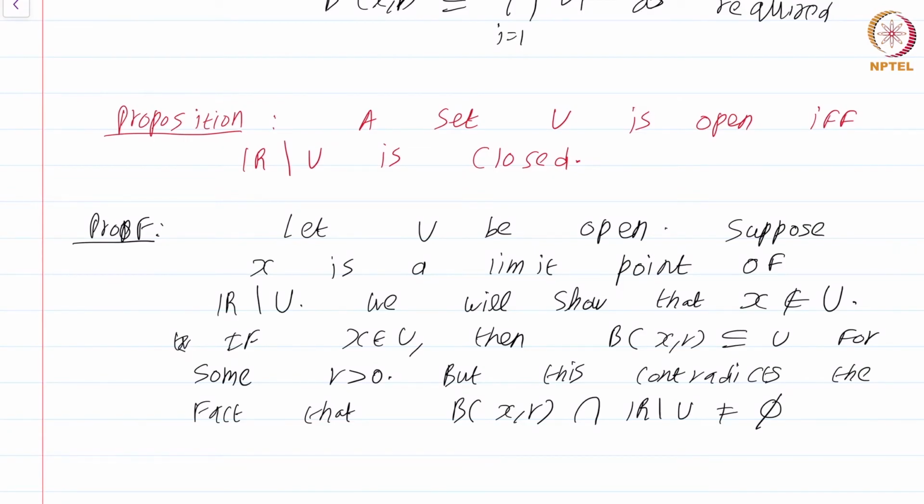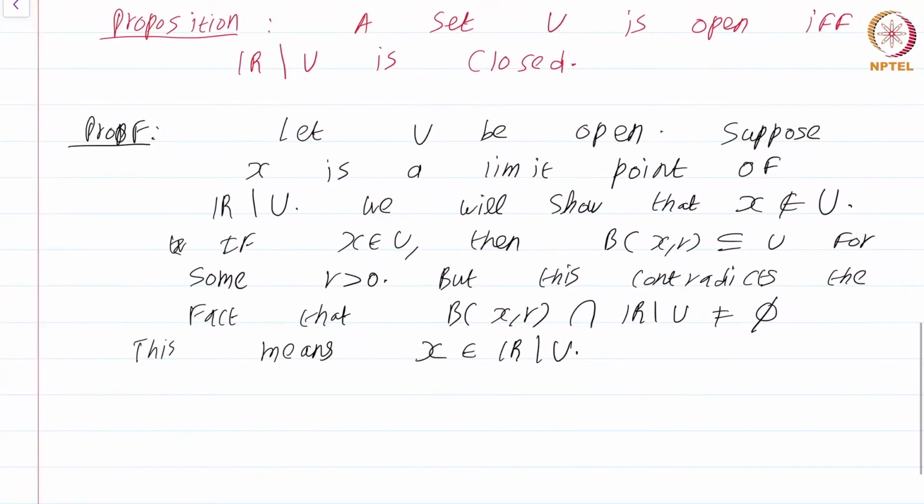Okay, so this means X is an element of R minus U, no choice. So what we have shown is R minus U contains all its limit points, and we are done.